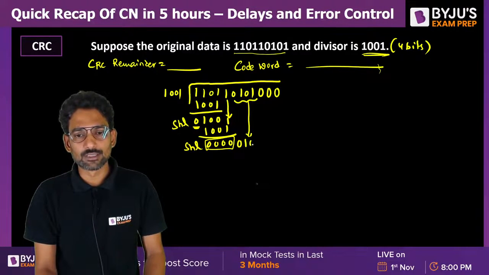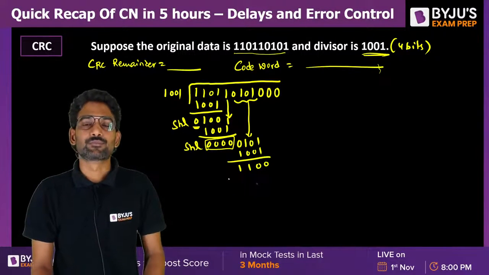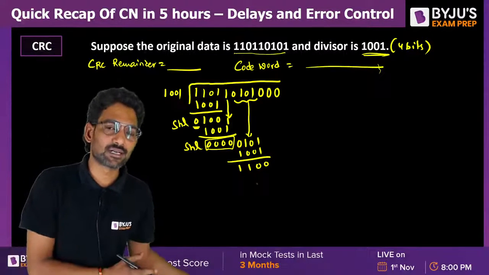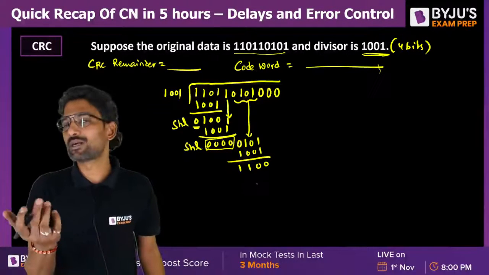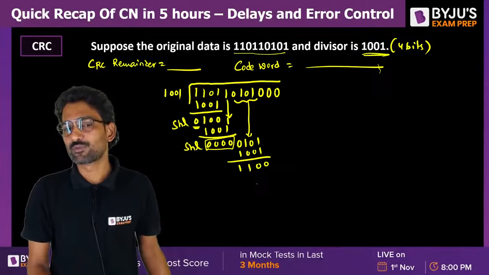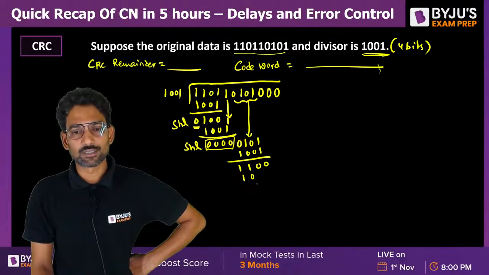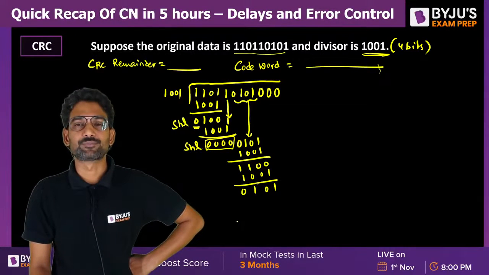So 0 1 0 1. Now do XOR 1 1 0 0. When MSB is 0, you are simply shifting left so that it is discarded. But when MSB is 1, you can't simply discard it, no? So when MSB is 1, do XOR again. So 1 0 0 1. So this would be 0 1 0 1.